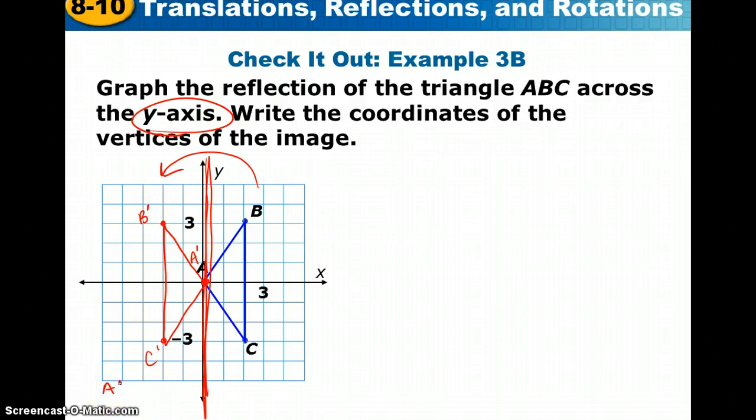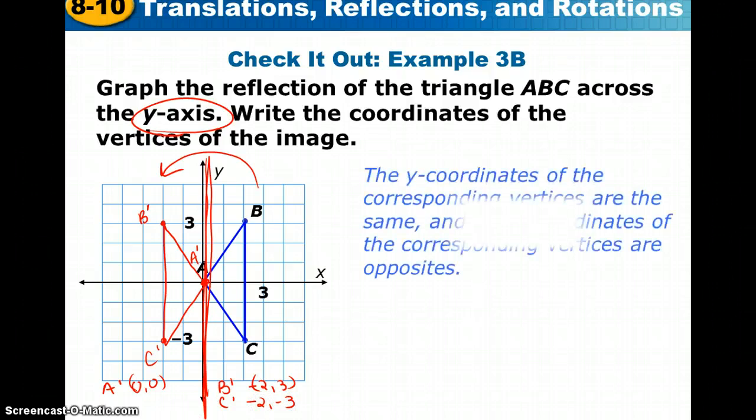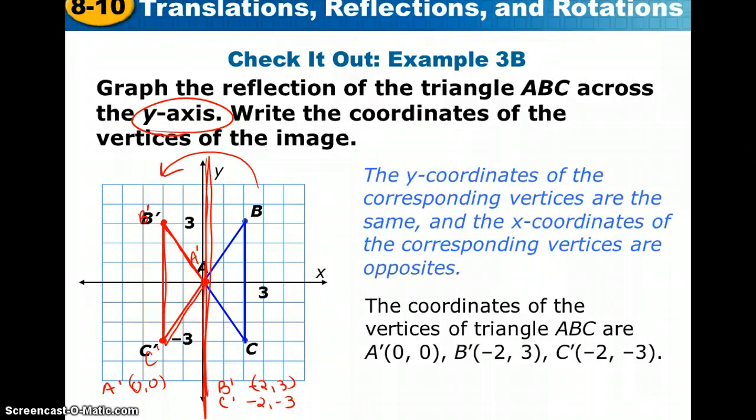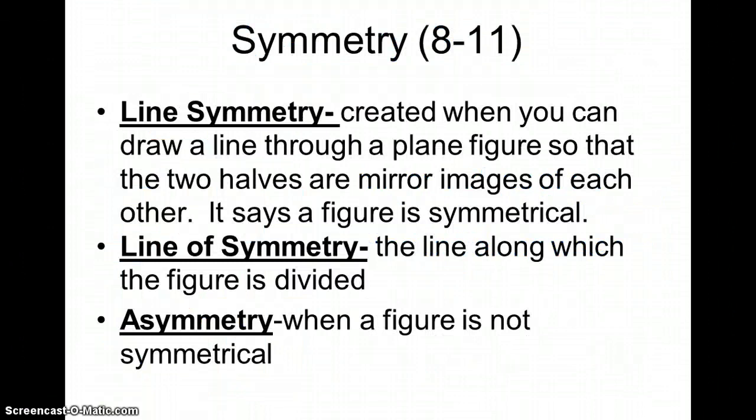So let's do A prime. Well, he didn't move any, so he's at 0, 0. B prime, I move 1, 2 into the negative, 1, 2, 3 up, so negative 2, 3. And C prime, I move 2 into the negative, and then 3 down into the negative. So let's see if we are right. 0, 0, negative 2, 3, and negative 2, negative 3. That is the end of section 8-10.